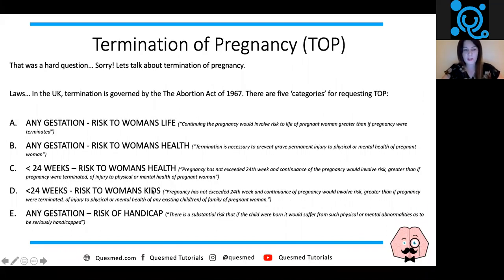So terminations in the UK are governed by the Abortion Act of 1967. And there's five categories for requesting termination of pregnancy. Category A is for any gestation where being pregnant would involve risk to the woman's life. Category B is for any gestation where there's risk to the woman's mental or physical health. Category C is for pregnancies under 24 weeks gestation where there is a risk to the woman's physical or mental health. Category D is a pregnancy under 24 weeks with a risk to the woman's existing children. And E is any gestation where there's substantial risk of the unborn child being born seriously handicapped.